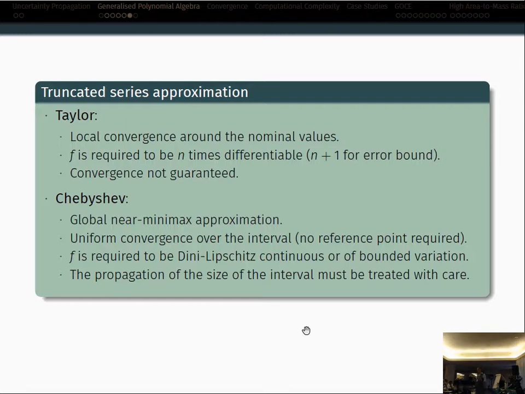Now, the interesting thing of using Taylor, and that was the original idea of Bert, is that you don't have the problem that you have with intervals, that when you propagate the intervals, the size of the interval might increase. But the drawback is that you don't really control the radius of convergence of your Taylor expansion. So you are not 100% sure where your Taylor expansion is convergent.